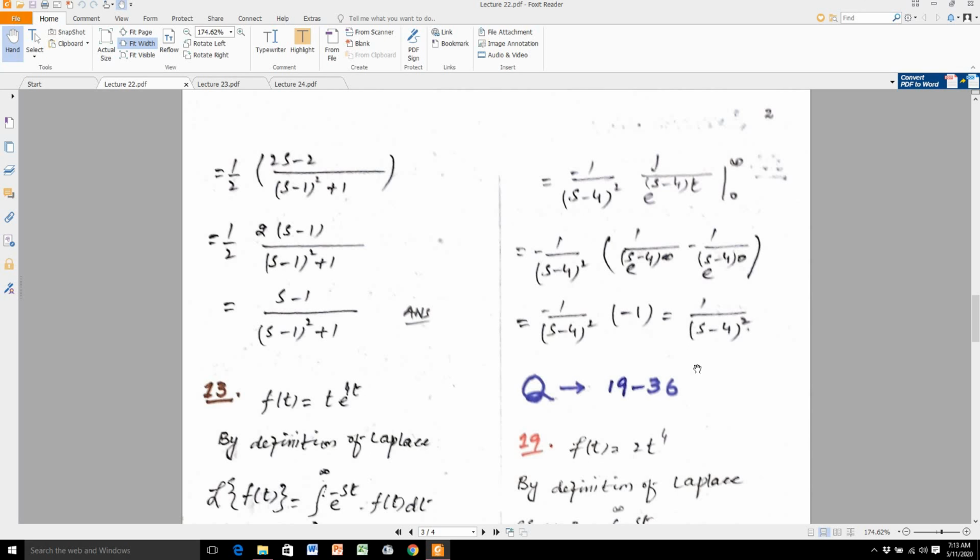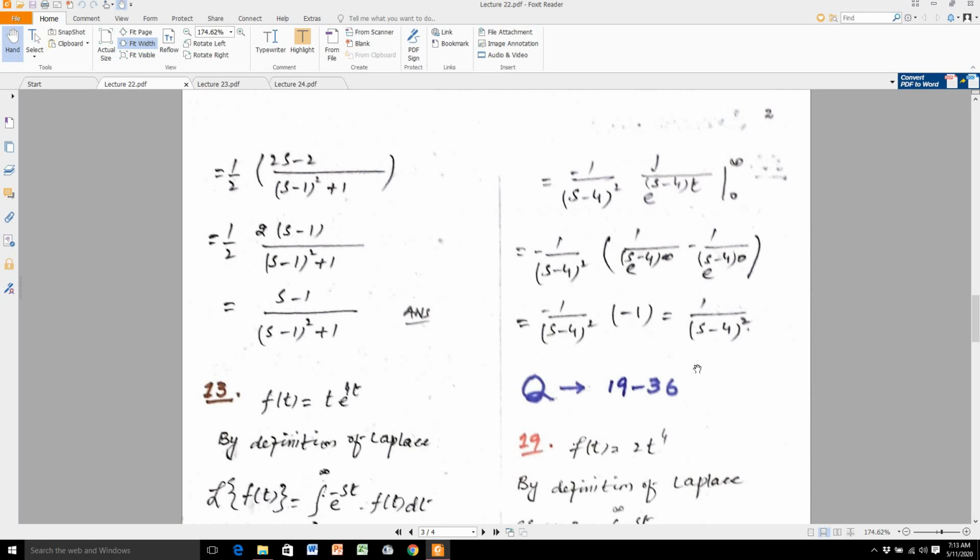These are a few questions that I have taken that I think are a little bit tough for you because you are in the initial stages of learning how to perform the Laplace transform.